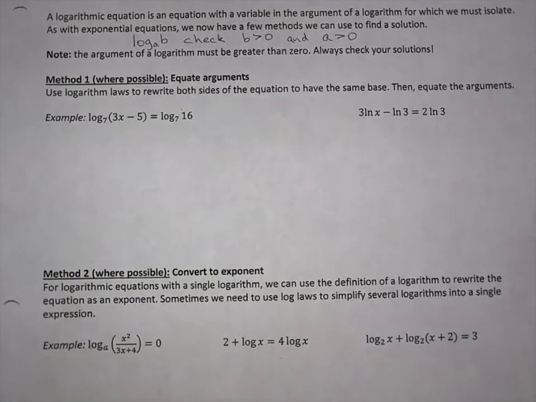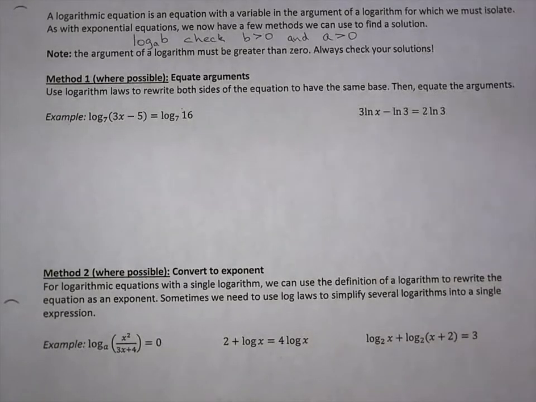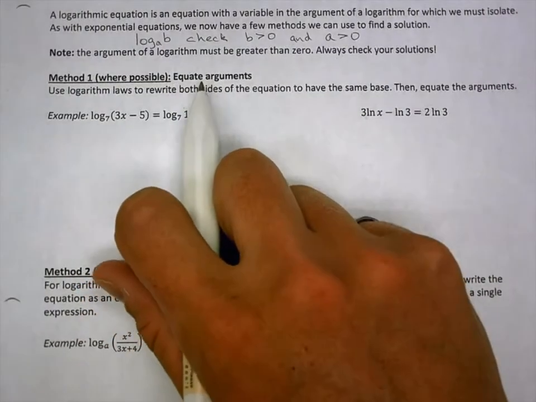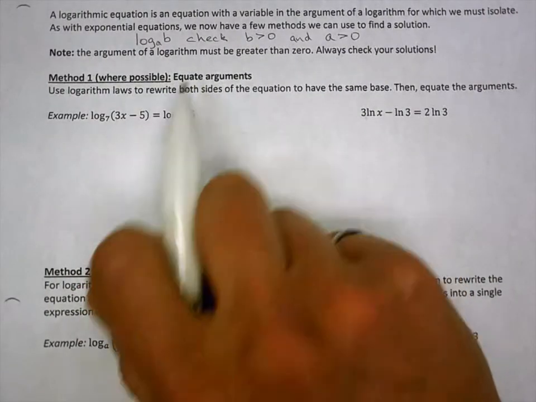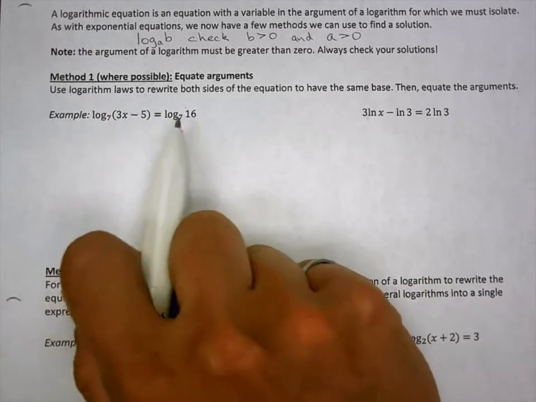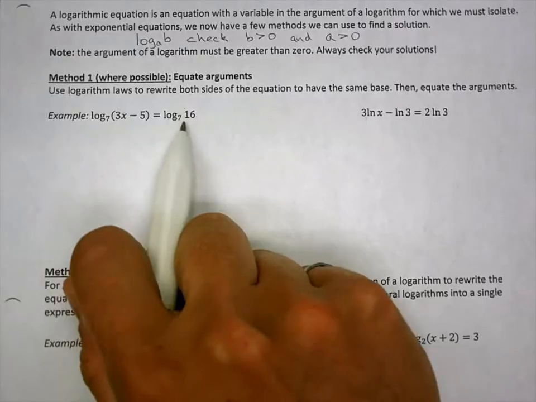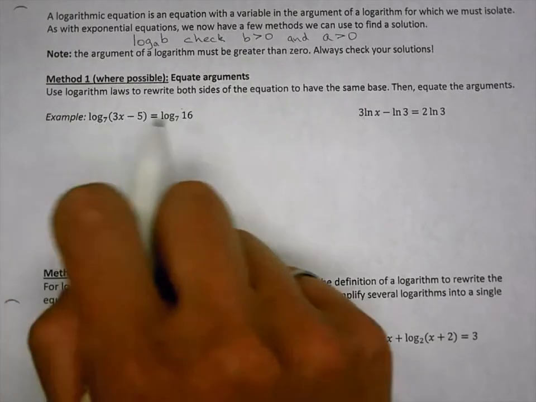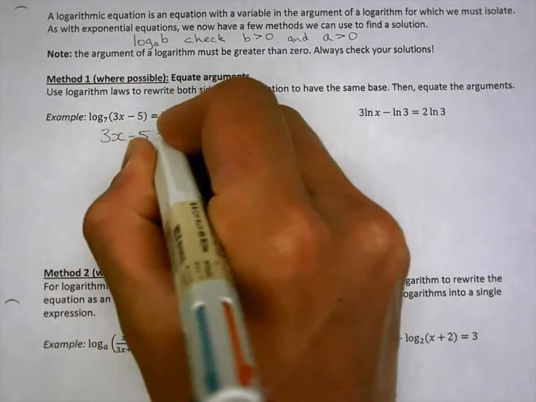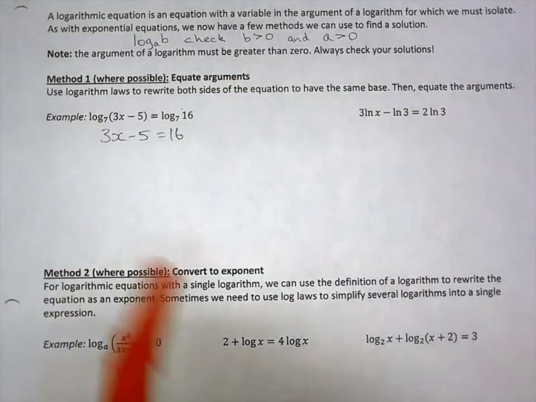Much like with exponential equations, there are a few different methods here to solve logarithmic equations. The first one, again, is very similar to exponential. This is where you can equate the argument if the bases are the same. So look at this equation here. We have the same bases. So essentially, we can equate the arguments. So 3x minus 5 is equal to 16. I have not made up any math.